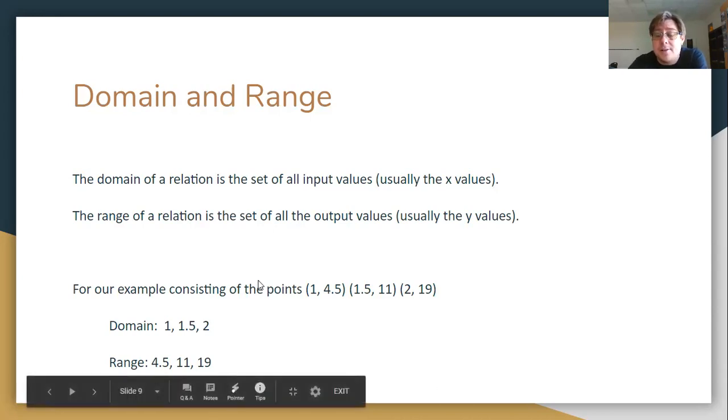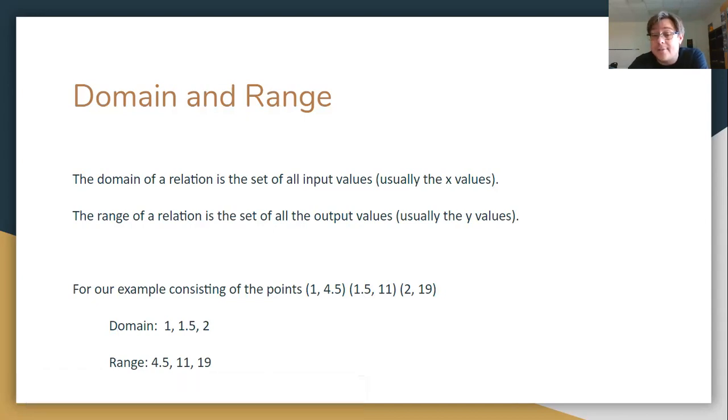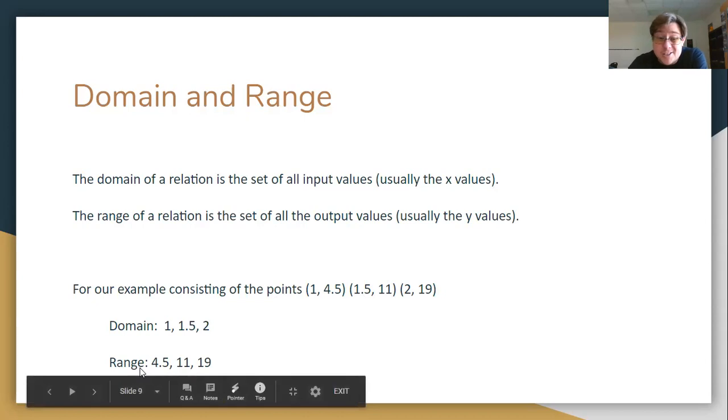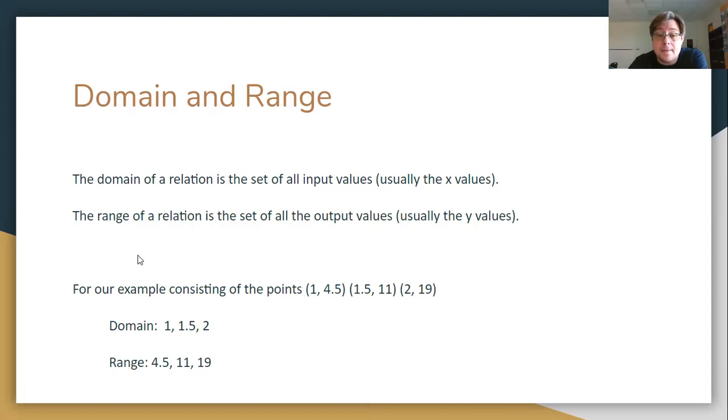So here, with our example of our points 1, 4.5, 1.5, 11, 2, and 19, our domain is simply 1, 1.5, and 2. It's all of our x values. It's all the independent variables. Our range is simply 4.5, 11, 19. So our y values are our range. Our x values are the domain. That's our basics of domain and range.